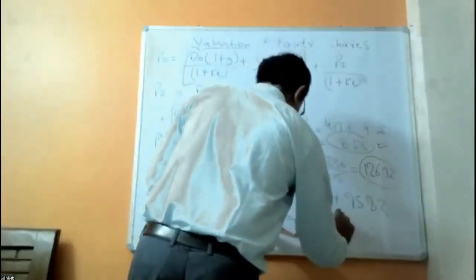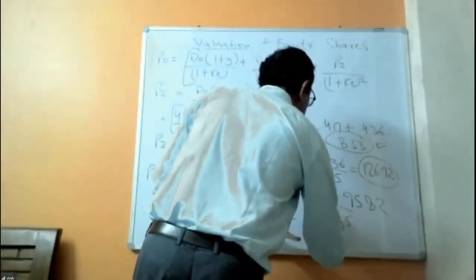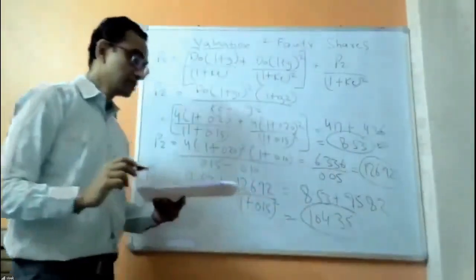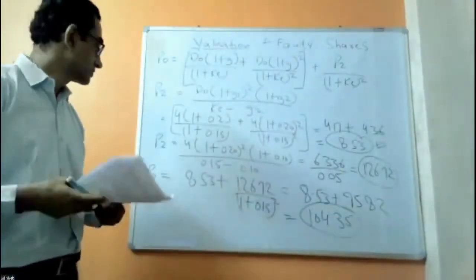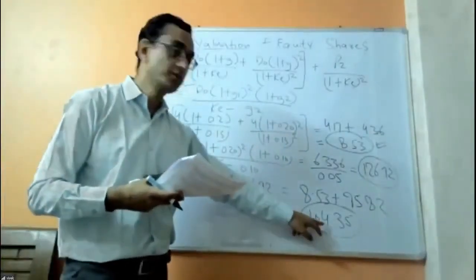It's coming to 104.35. So it is almost the same as in comparison to the previous method. The final present value which is coming is 104.35.